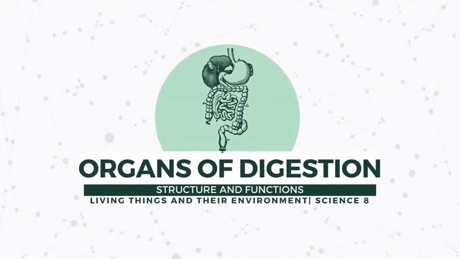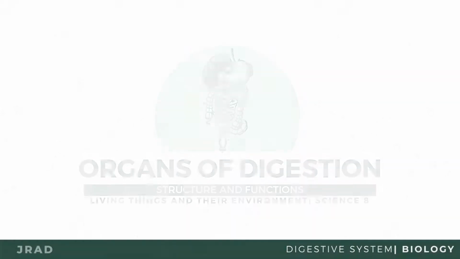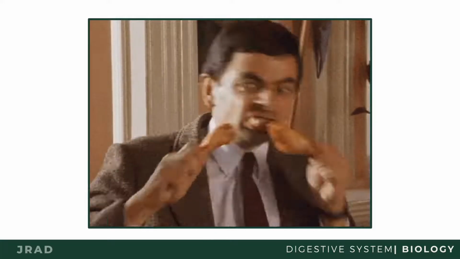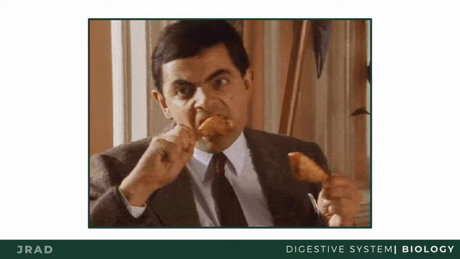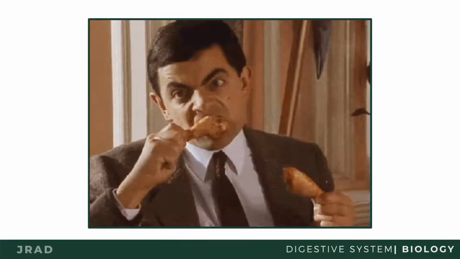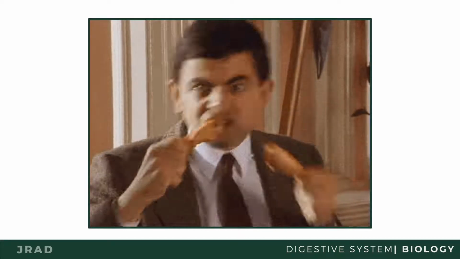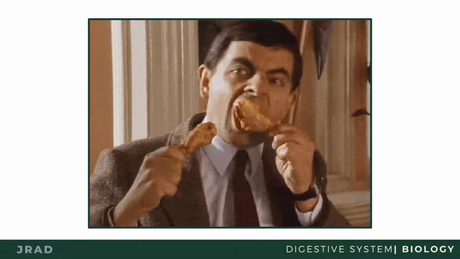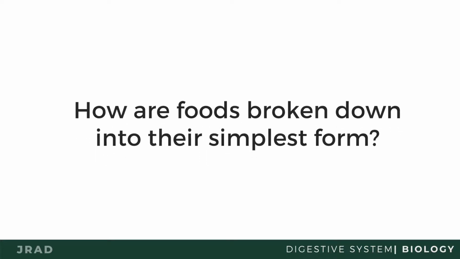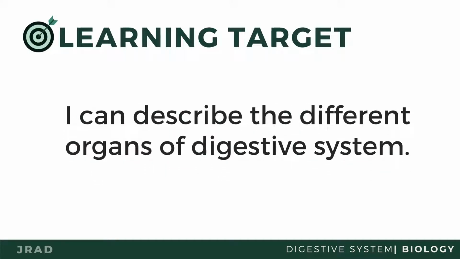You learned in physics that energy is the ability to do work. So for living things to function, we need energy, which mostly comes from the food that we eat. For the food to provide us the energy that we need, it must be broken down into smaller pieces which the body can absorb and utilize. How are these foods broken down into their simplest forms? In this video lesson, we will describe the different organs of digestion.